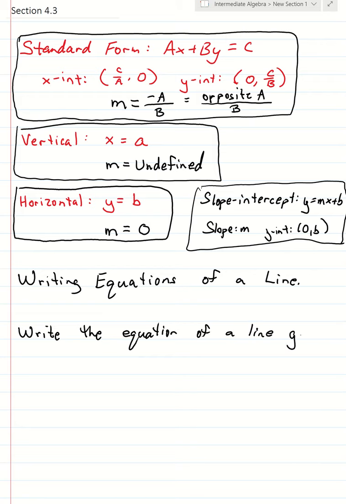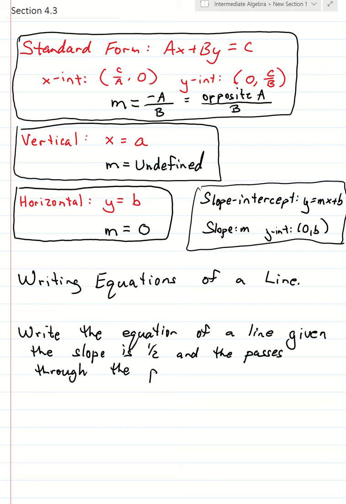and let's say you are given the fact the slope is, let's say, 1/2, and maybe the line passes through the point, let's say that point might be -4, 6, okay?